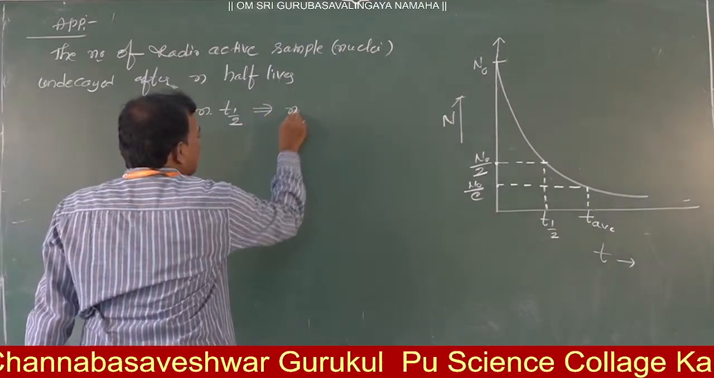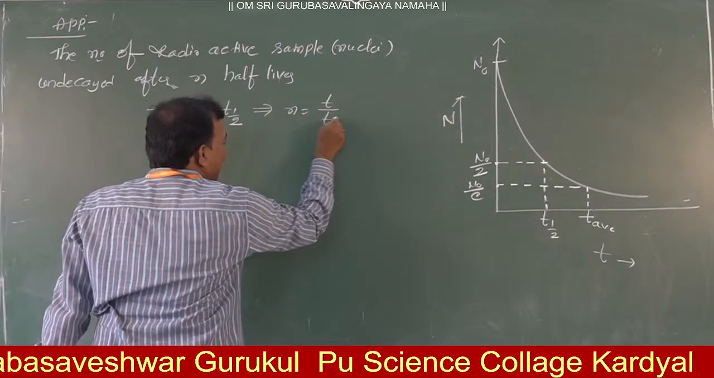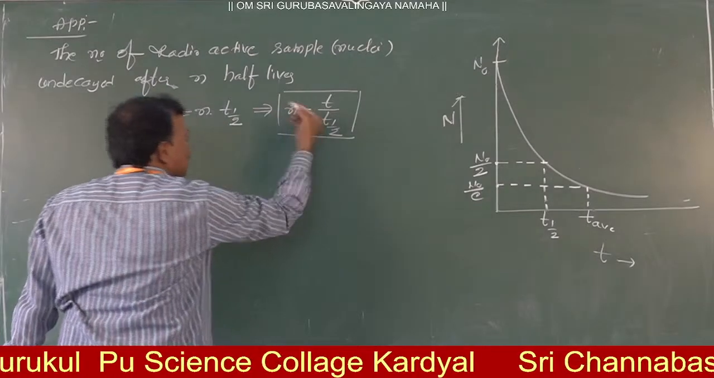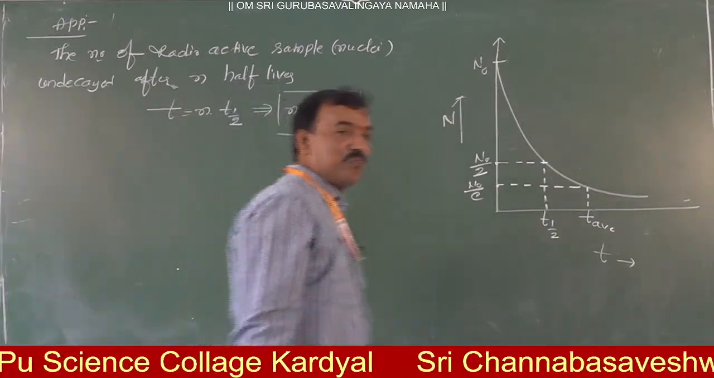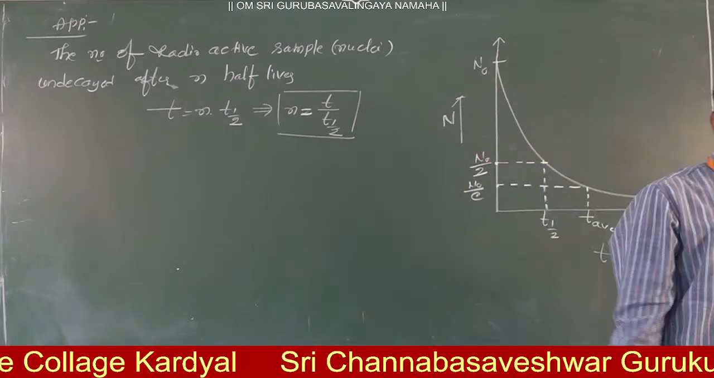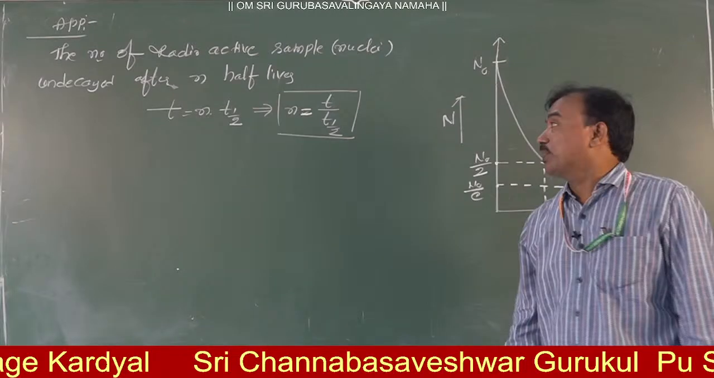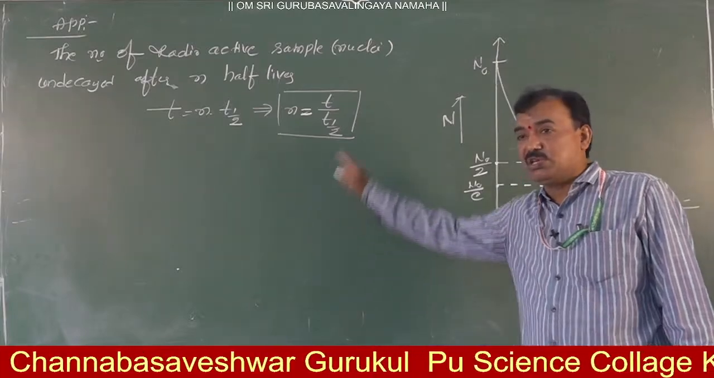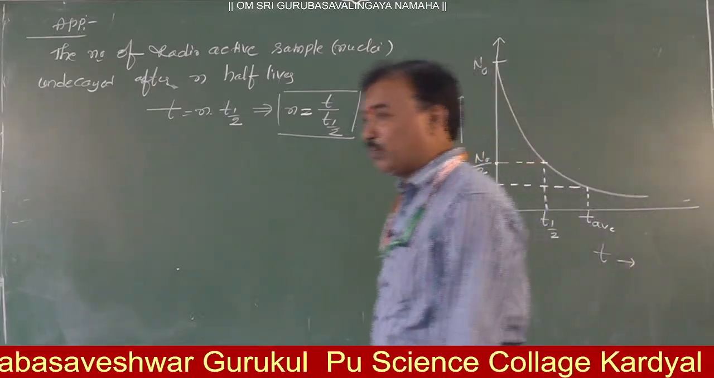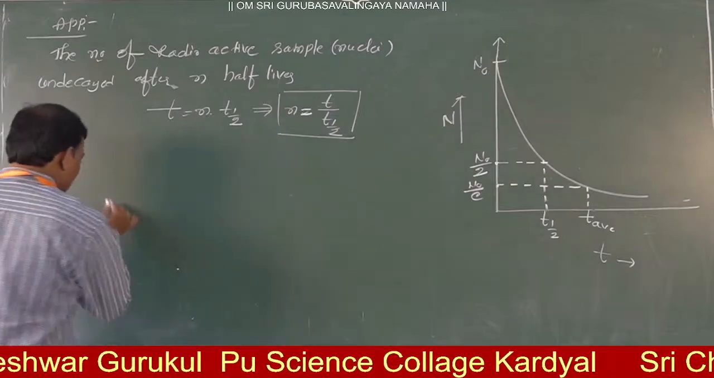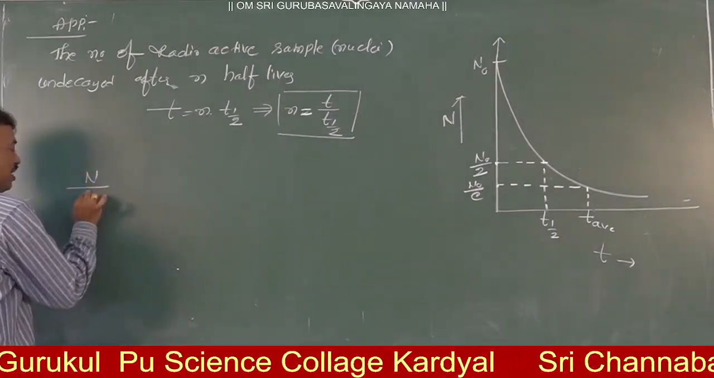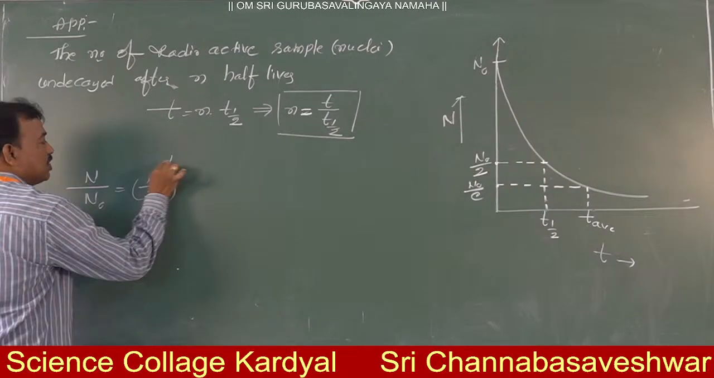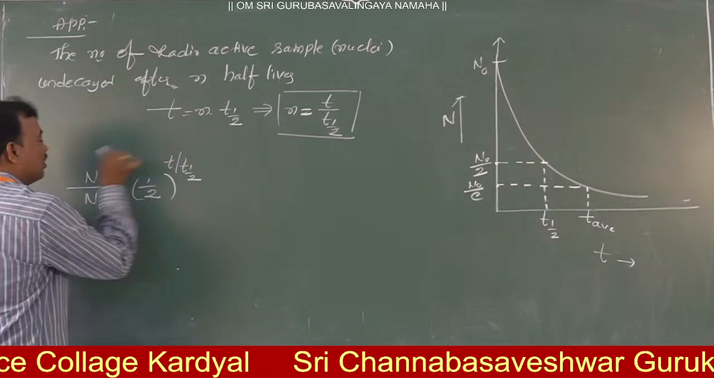So n is equal to t by T half. Please note this value also: small n is equal to t by T half. After n half lives, n is equal to t by T half. So tell me, what is the equation? This is one technique for the objective point of view. N by N naught is equal to 1 by 2 to the power of n, that is, 1 by 2 to the power of t by T half. So this is the one equation.